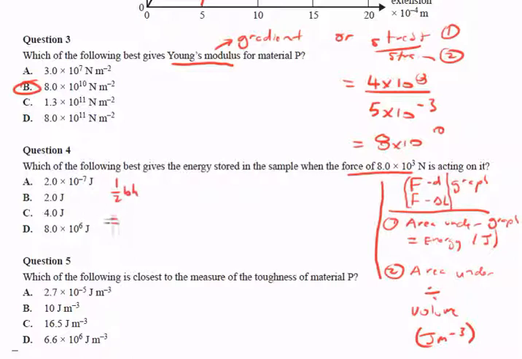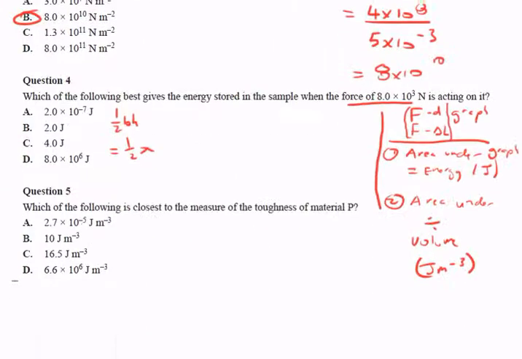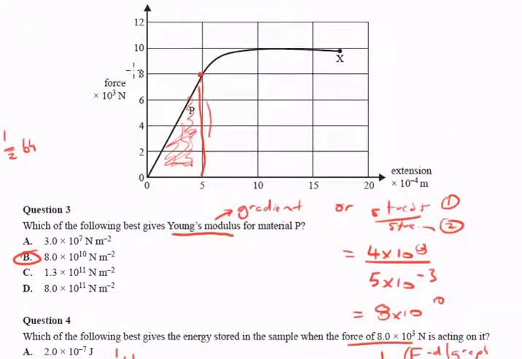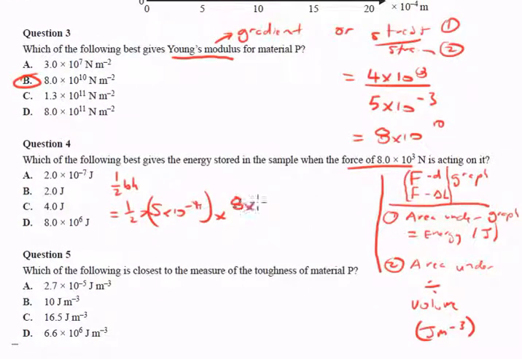Half base height, which equals half times the base of my triangle, 5 by 10 to the minus 4, by the height, which is 8 by 10 to the 3. And calculating those, you get 2. Easy.